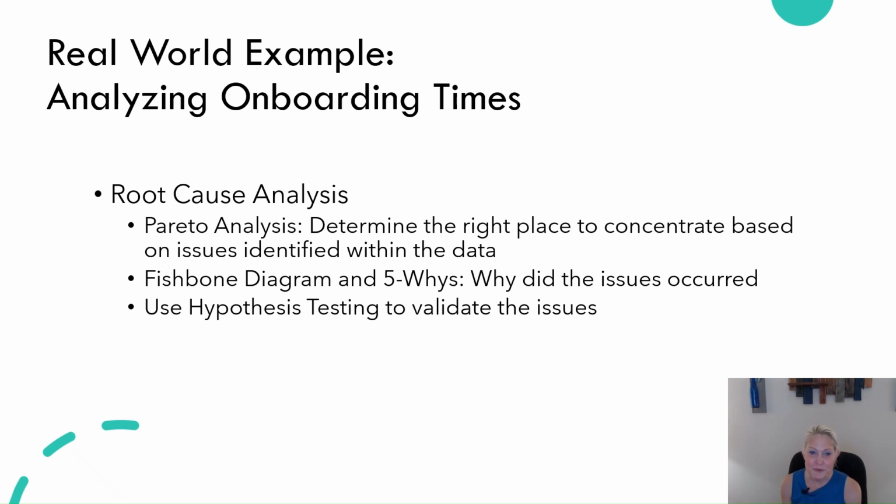All right, so what do we do? How do we analyze? Basically what we did for our root cause analysis here, remember this is for one of my clients, we used a Pareto analysis to determine the right place to concentrate based on the issues that are identified within the data. Then we took that data after we figured out where we were going to go. We used the fishbone diagram and the 5 whys to identify the issues that occurred. And I did take it a step further, and we also used hypothesis testing to validate those issues, to make sure that if we did solve those issues, it would get rid of the problem.